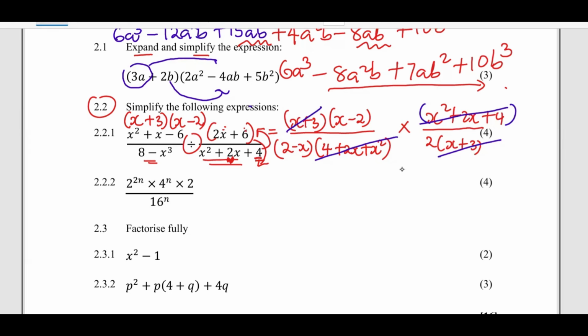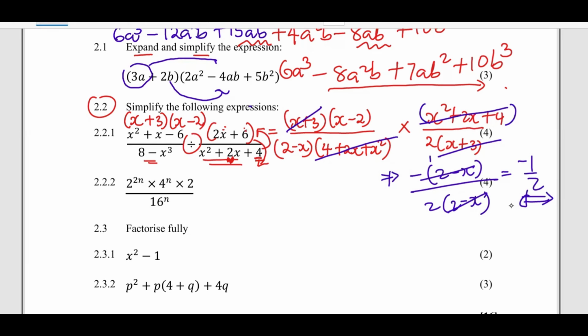So for us to create similarity, we need to factorize the negative sign from the top or from the bottom. So I'll have 2 minus x over 2 into 2 minus x. Then this cancels that. Whenever I cancel everything and it disappears, I'll be left with a 1. Okay, meaning that our answer is -1/2. All right, so that is that.